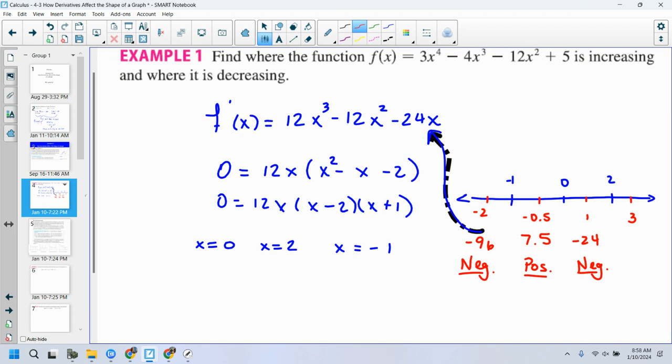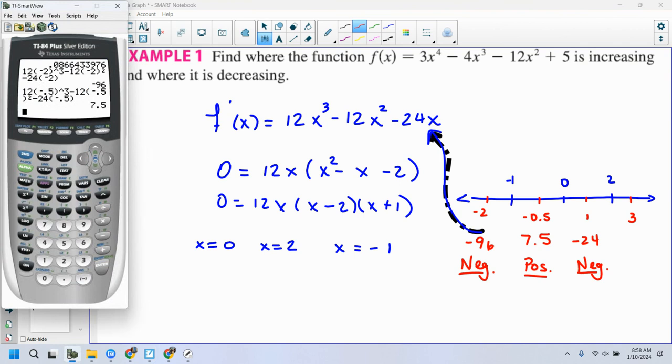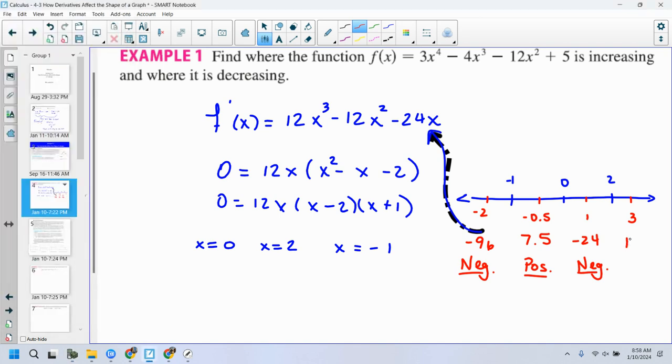So it's negative 24, right? Negative. Now, let's plug in 3 and see what happens. We got 12 times 3 cubed minus 12 times 3 squared, which is 9, minus 24 times 3. We get positive 144. Okay, again, I really don't care about the value. I care about the sign.